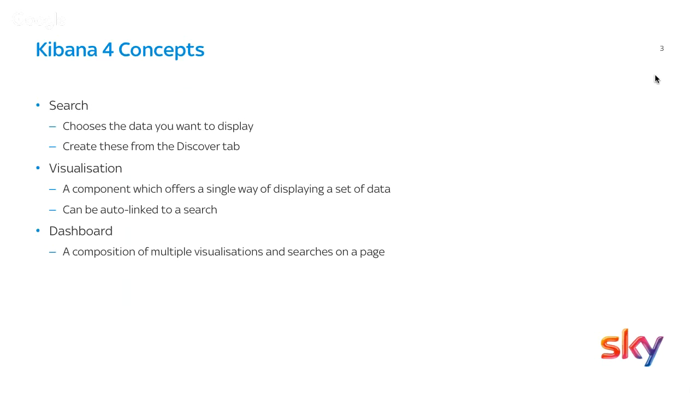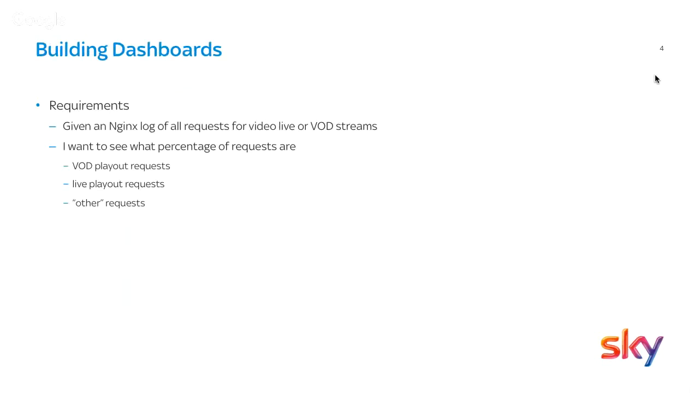So with all that said, I'm going to go on now and build a dashboard. The requirements: I've got an Nginx log of all requests for video, live or VOD streams. So I'm going to have a bunch of different requests for different paths. What I want to do is create a dashboard that will show me the percentage of requests that are for VOD, the percentage that are for live, and the percentage that are for other things, which would be, for example, load balancer health checks, so we can see what proportion of traffic is servicing what kind of requests.